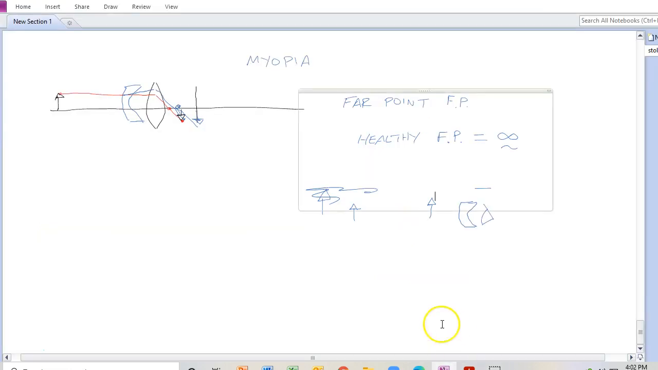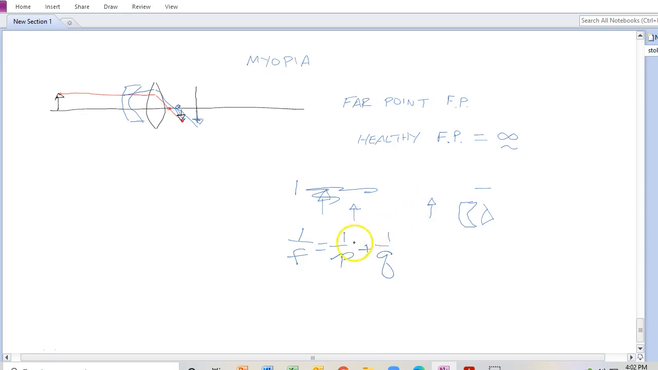So if we go to the thin lens equation, 1 over f is equal to 1 over p plus 1 over q, we let p be really big. We let p go to infinity. The object's really far away, so 1 over p is 0. We want q to be negative, because it's a virtual image formed on the left side. Negative the far point of the myopic eye. So again, if your far point is 2 meters, we want q to be negative 2 meters.